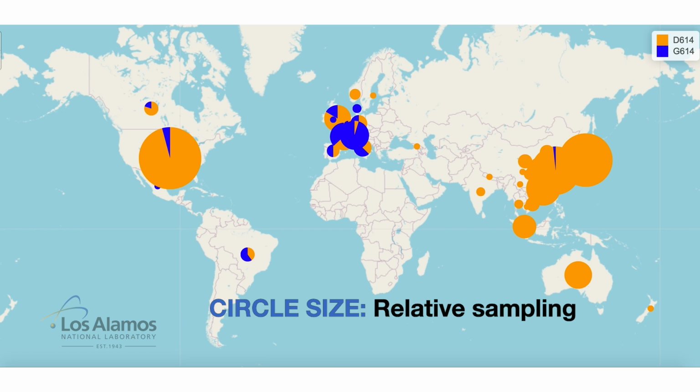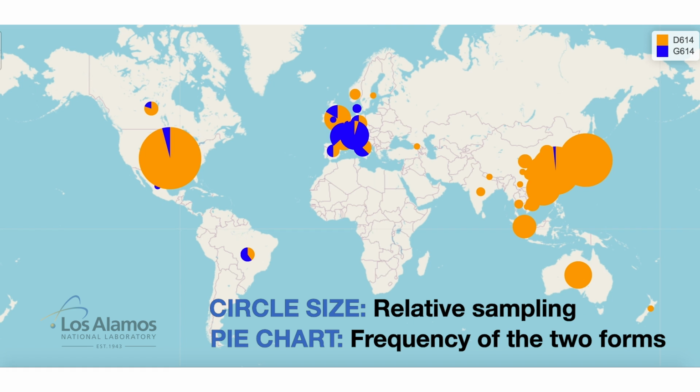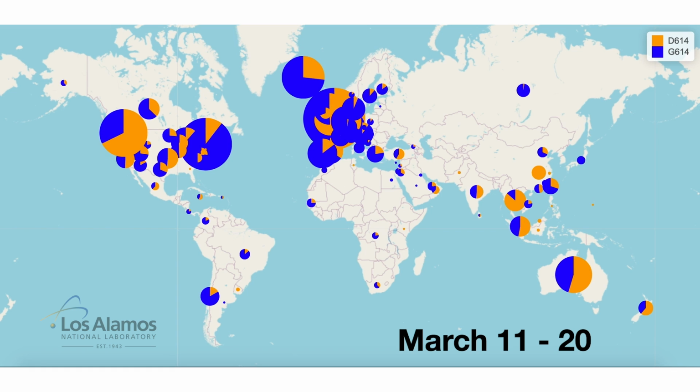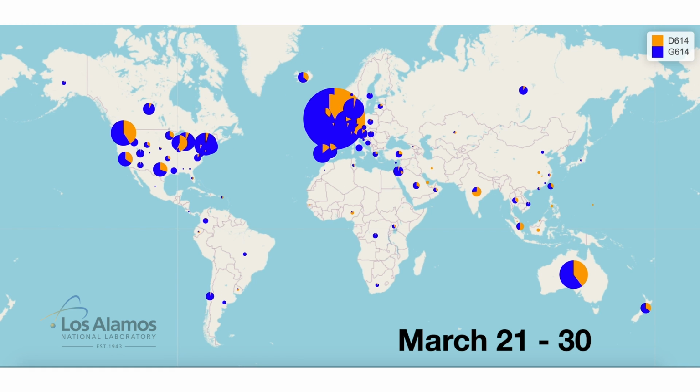The circle size represents the relative sampling in different locations, and the pie chart shows the relative frequency of the two forms. G began to spread in Europe in late February. By the end of March, G had become the most common form globally.